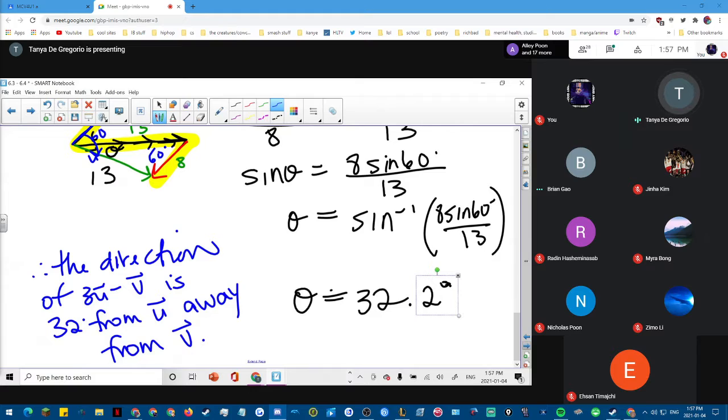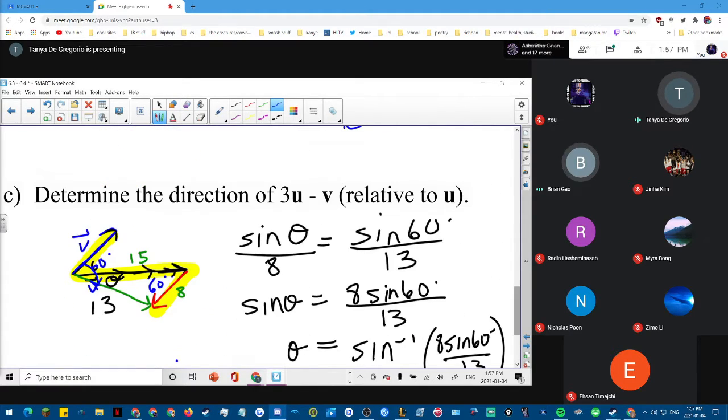Hold on a second. You want to go the other way, this way? Towards V. Yeah. So would it be 327.8? No, we would never do that. Okay. You want to know why?